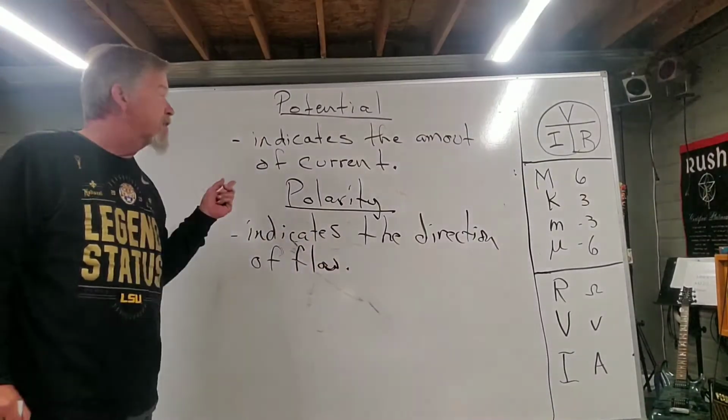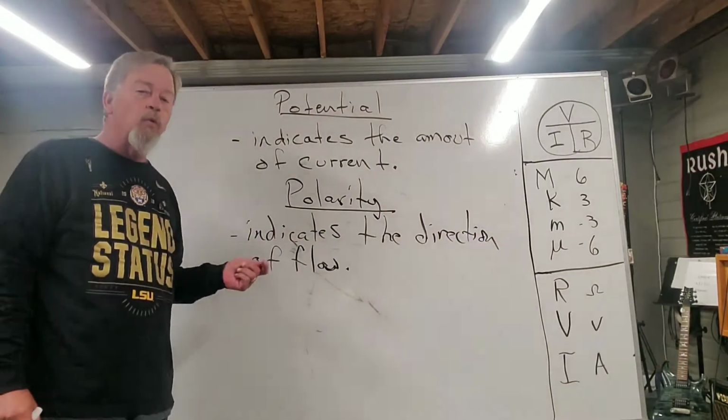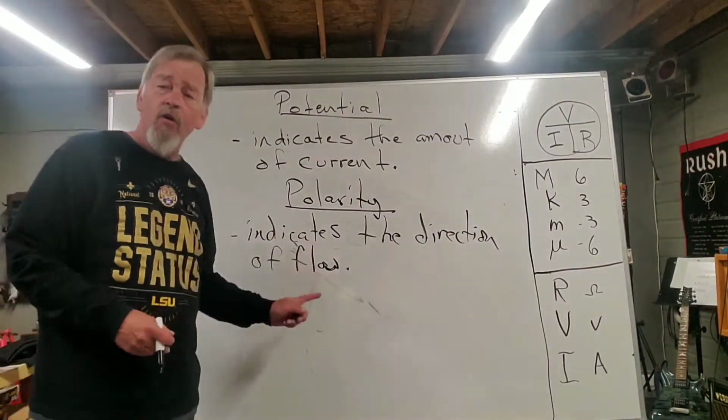So potential indicates the amount of flow, and polarity indicates the direction of flow, whether it's flowing toward the meter or away from the meter, based on the point that ground is.